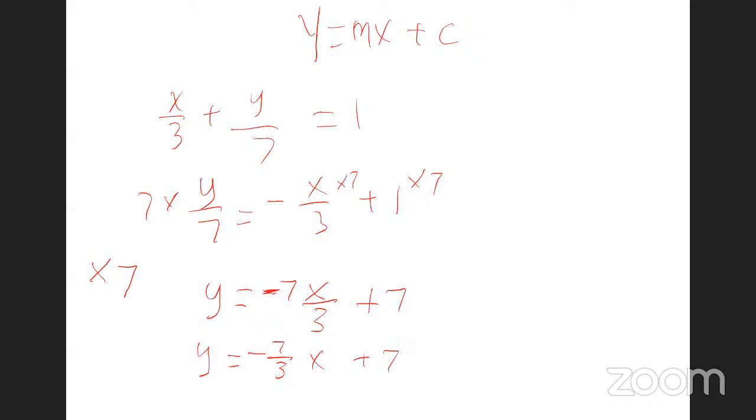That's okay? So what's the gradient here, Vishal? Negative 7. Tell him more. Negative 7 on 3. Right? So the gradient is negative 7 on 3.